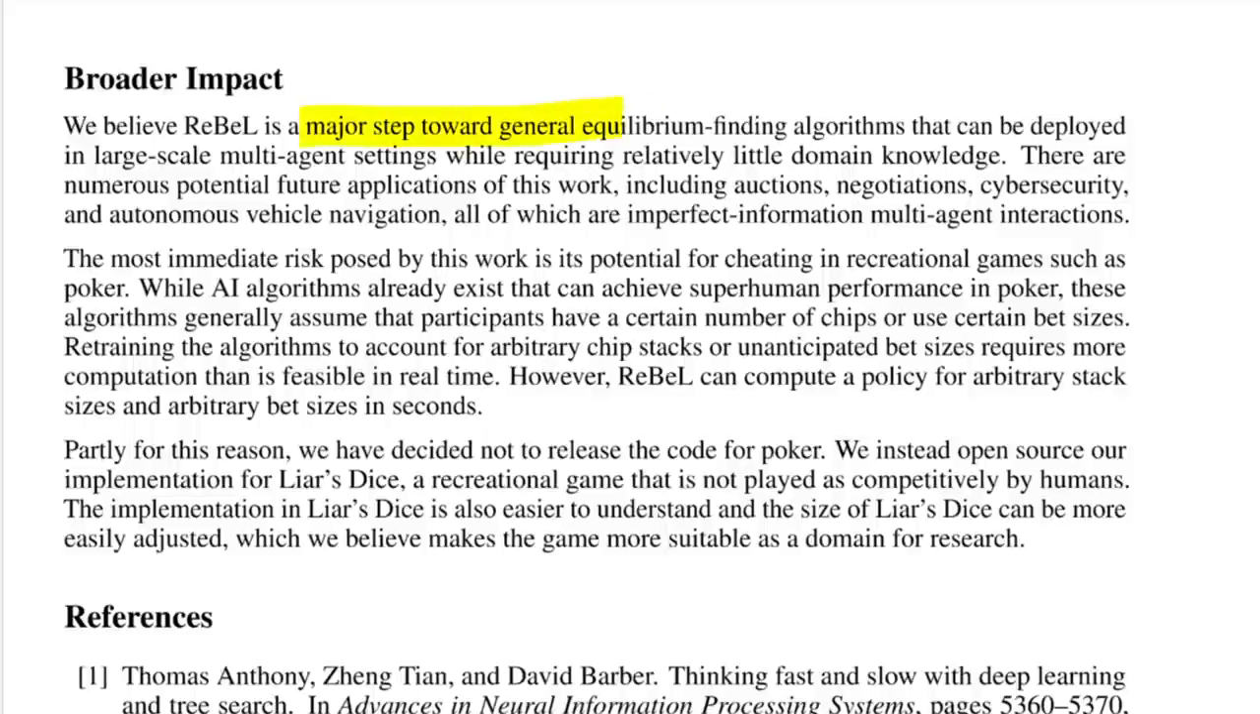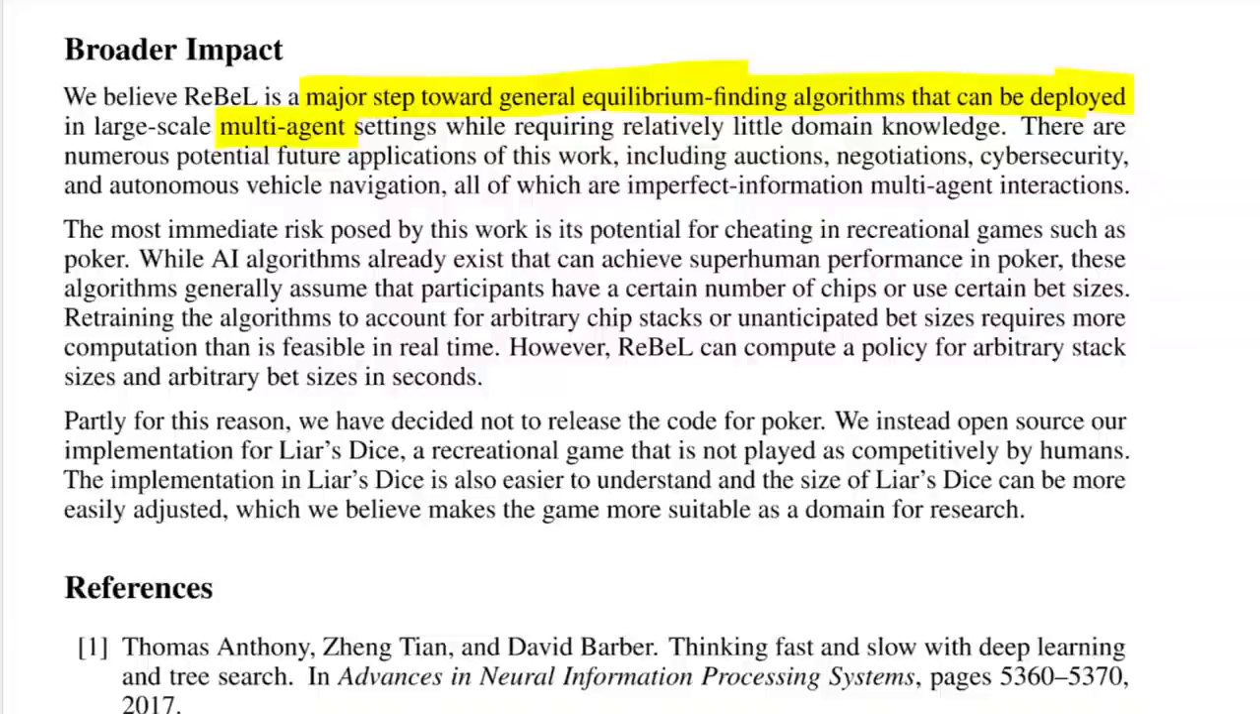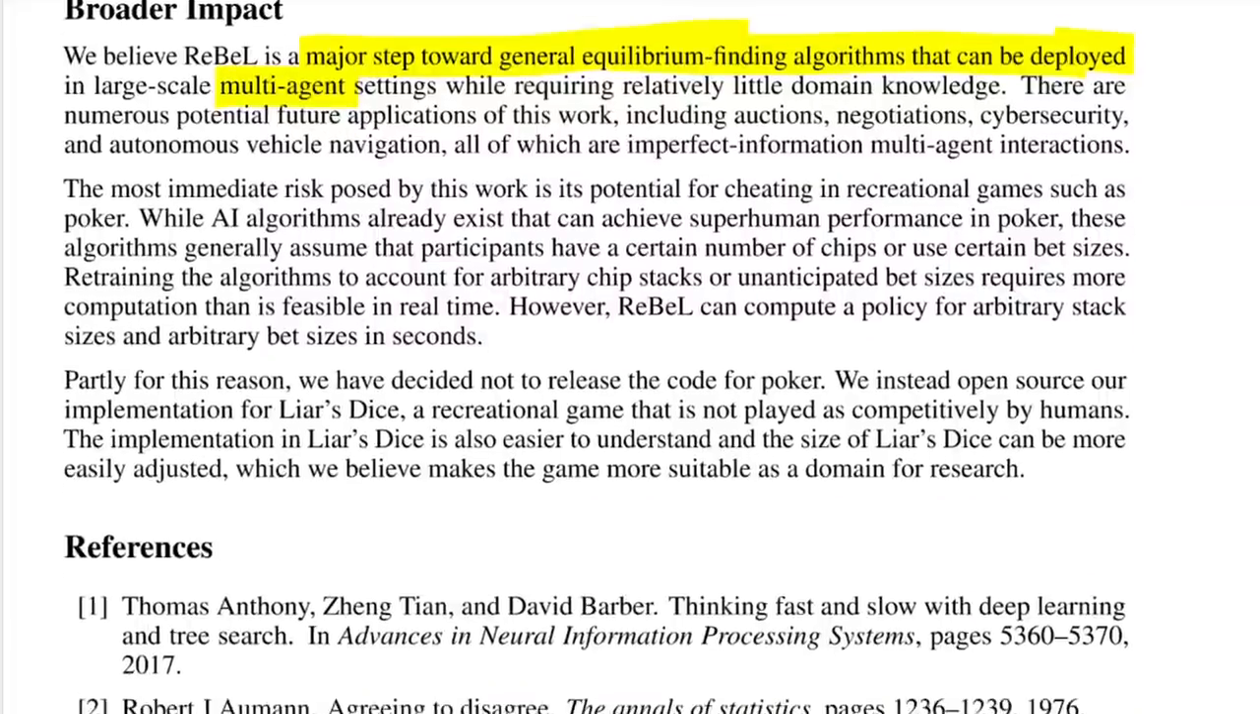We believe ReBeL is a major step towards a general equilibrium-finding algorithm, yada, yada, yada. So they say this is good because many things are sort of these kinds of games, if you can extend it to multi-agent and so on. So this is the technology-good section. But then the bad section is interesting. The most immediate risk posed by this work is its potential for cheating in recreational games such as poker. While AI algorithms already exist, they say why this particular algorithm could be used for cheating, where the others can't be done so easily.